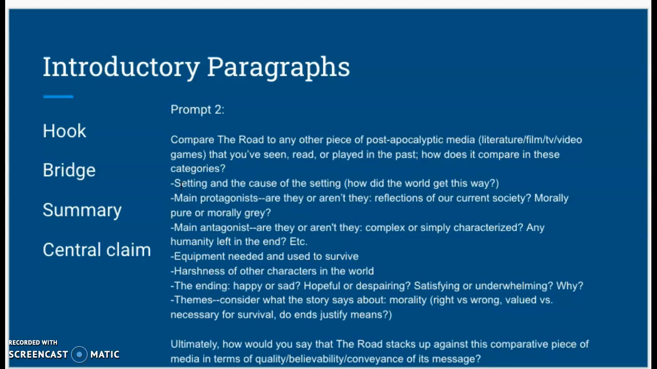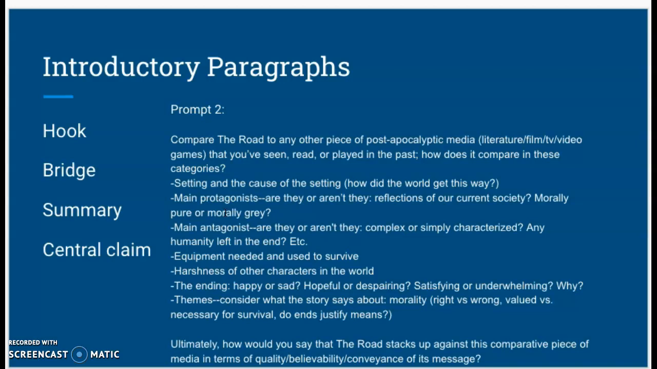What about the ending of The Road versus the ending of this other piece of media? Is it happy or sad, hopeful or despairing, satisfying or underwhelming? Or you might want to focus more on themes in The Road versus themes in this other piece of media. Now, you don't need to target every single one of these categories in your compare and contrast essay, but you should target a few of them so that you are making some very concrete comparisons.